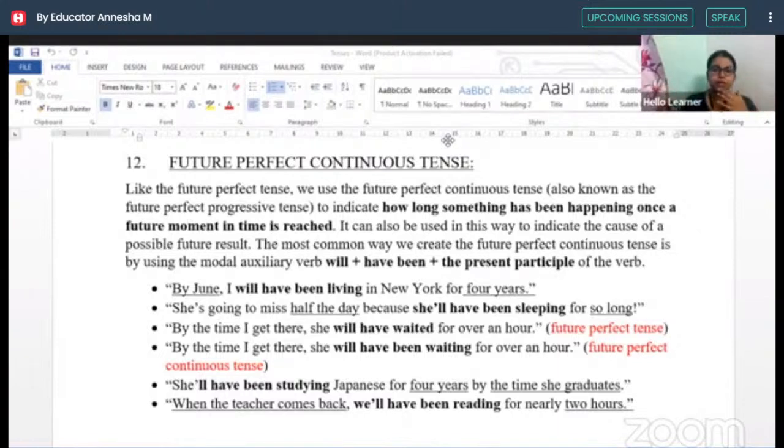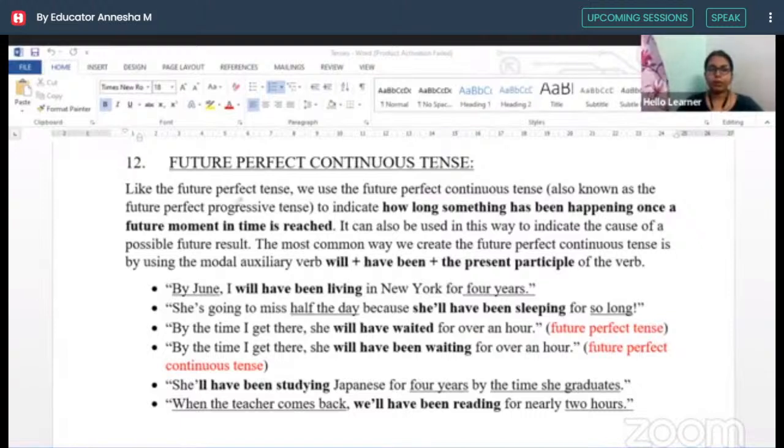Our simple future continuous tense is: I will be going to the party, I will be eating this fruit, I will be dancing with him, so on and so forth. So it's better that you substitute it with that unless you're writing a formal letter or something. Otherwise there is no need of using the future perfect continuous tense in your writing or in your speaking.